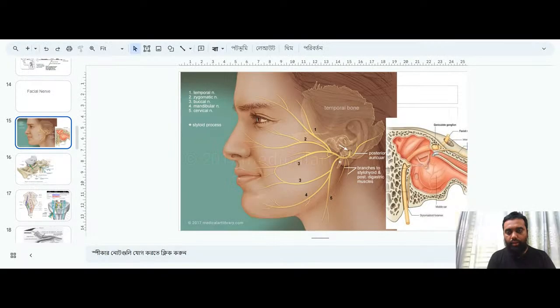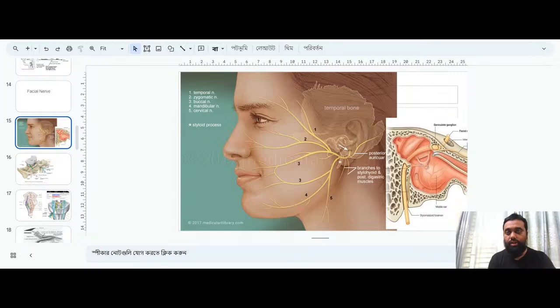It supplies the nerve of facial expression. When there is an injury of the facial nerve, it may cause some form of paralysis of the facial expression. The facial nerve controls the muscles of facial expression. So, if there is palsy of the facial nerve, there is weakness of the facial muscle that is supplied by the nerve. The temporal branch supplies the muscles around the eye.